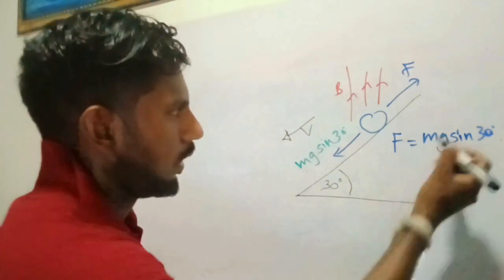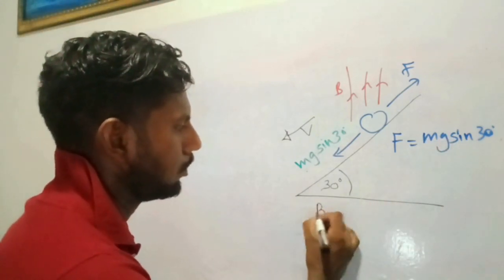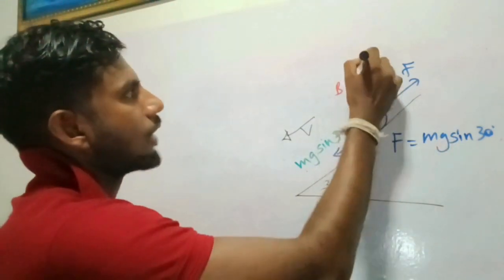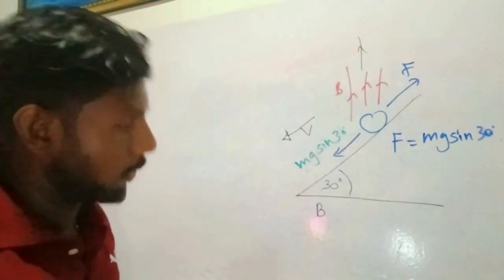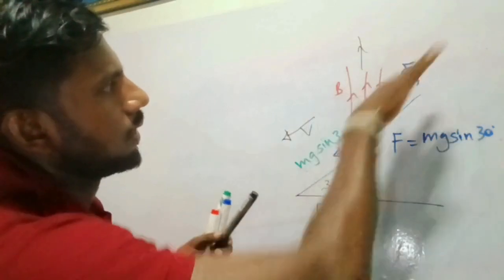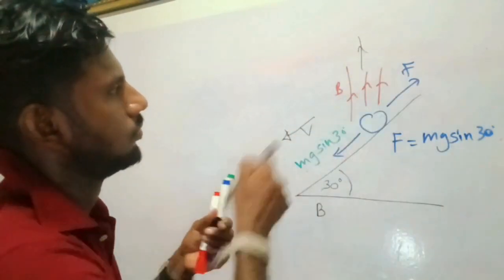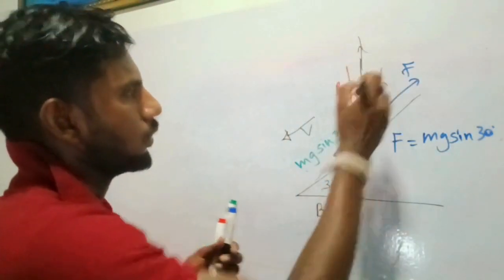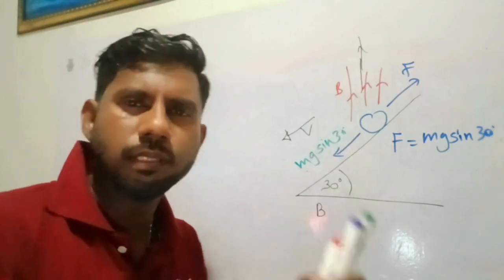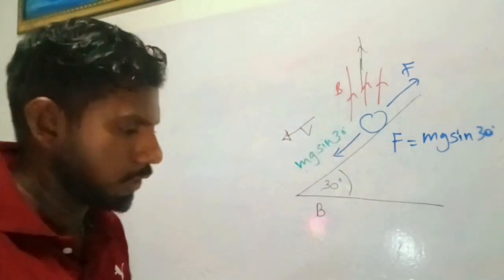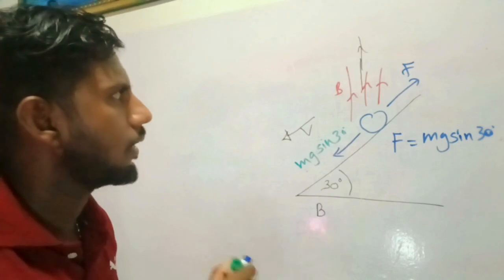So let's write the equation. B, the magnetic field, is actually in this direction. I hope you can see it. And the force is actually in this direction, right? Okay. So the magnetic field must be exerted perpendicularly. It must act in the perpendicular direction.